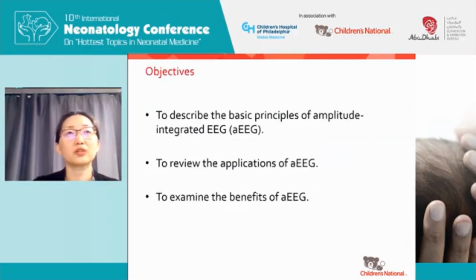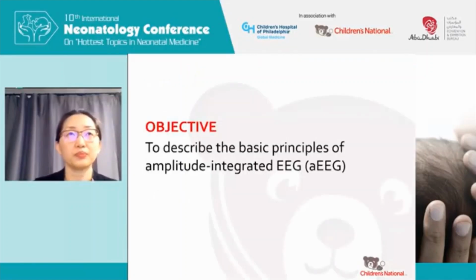The objectives are to describe the basic principles of amplitude integrated EEG so that you understand the concepts, to know in what ways you can use the A-EEG and what the pros and cons of the A-EEG are, or when you should be ordering the EEG based upon what you see or what you cannot see on the A-EEG. So let's start with the basic principles.